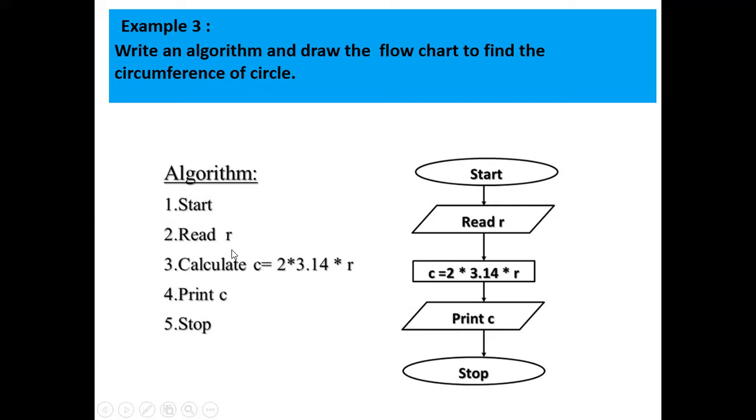So here we need to read the radius of a circle and the formula is 2 into 3.14 into r. 2 pi r. The value of pi is 3.14. So here we read the value of radius, calculate and store the value in this variable C, then display the result to the user. So giving the instruction to read the values from the end user. So here we are reading the value for this variable R.